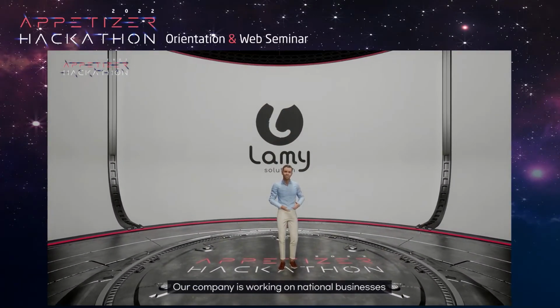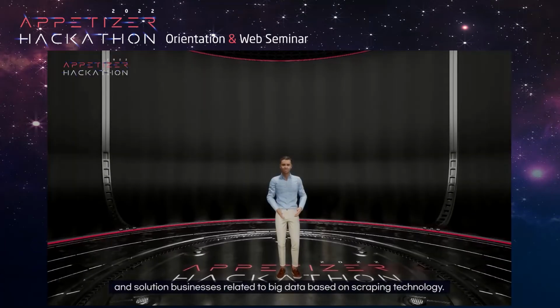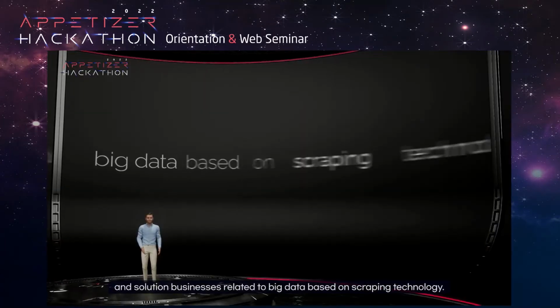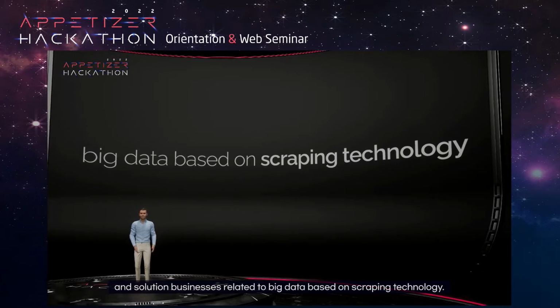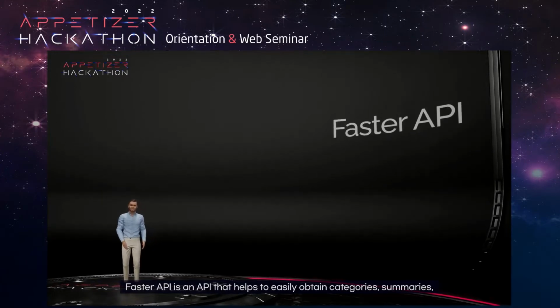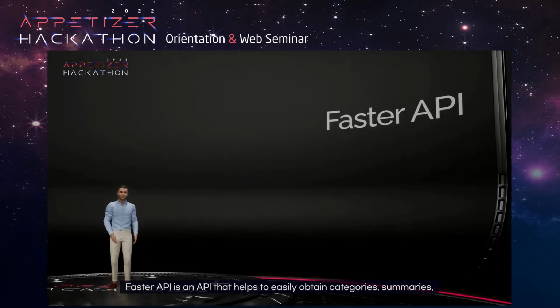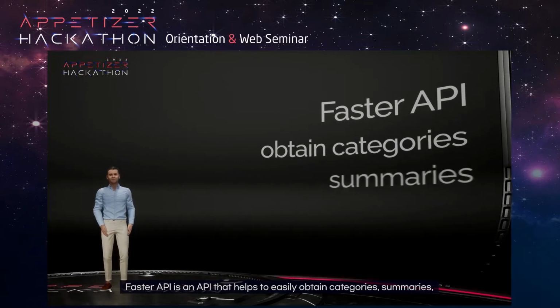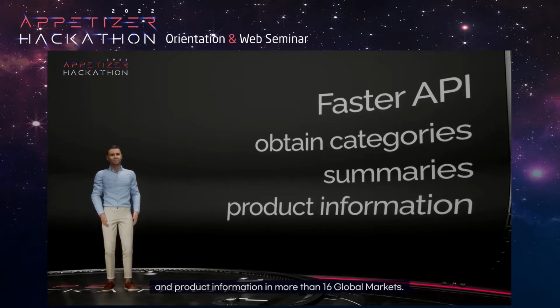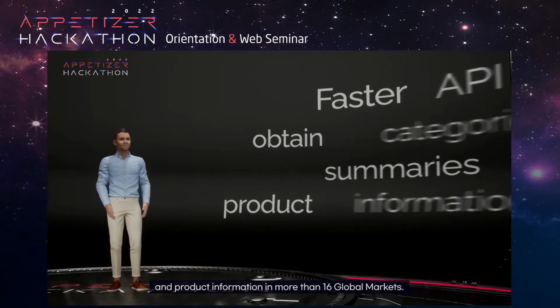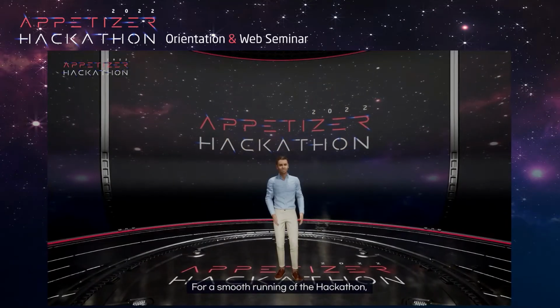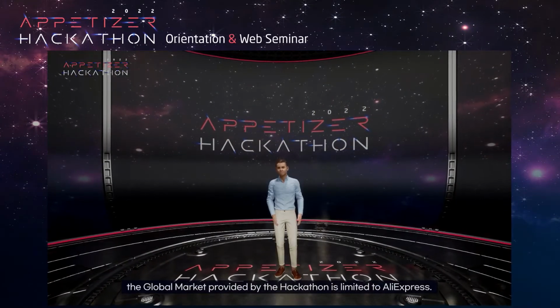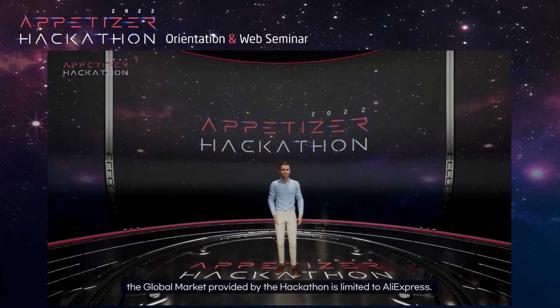Our company is working on national businesses and solution businesses related to big data based on scraping technology. Faster API is an API that helps to easily obtain categories, summaries, and product information in more than 16 global markets. For a smooth running of the hackathon, the global market provided by the hackathon is limited to AliExpress.